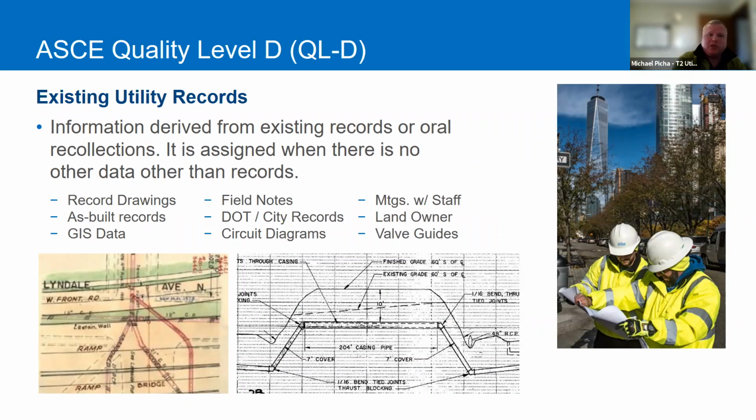Quality level D, the lowest form we have, is really just any existing utility records. It's information derived from existing records or oral recollections. Certainly, the person who's been working at the city since the early 80s might remember when something was put in the ground, but they really don't have good records of what's there. We can work with them to try to get more information, or get their drawings through the typical means. We also use One Call for records requests, things of that nature, to get those as well.